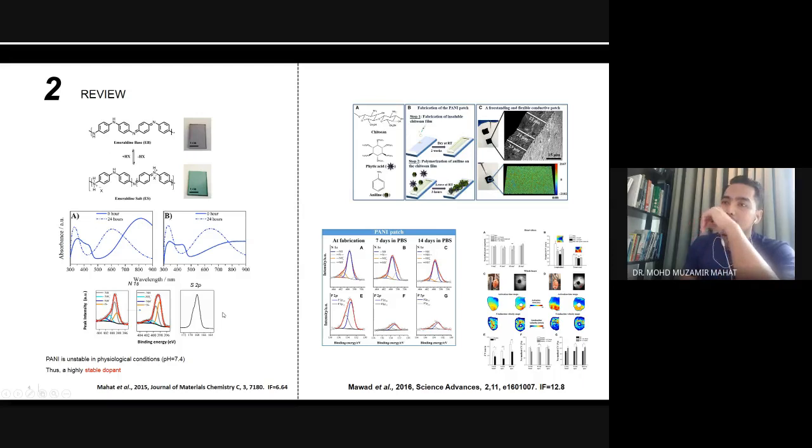We further conducted an XPS study, X-ray photoelectron spectroscopy, to reveal the changes of the surface chemistry of the materials. And we see that there is a peak of sulfur. Sulfur comes from the acid. In here, we are using camphor sulfonic acid and para-toluene sulfonic acid. So we are using sulfur. But after we expose it to 7.4 pH, this peak disappears to a certain extent.